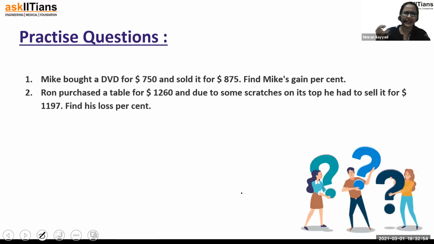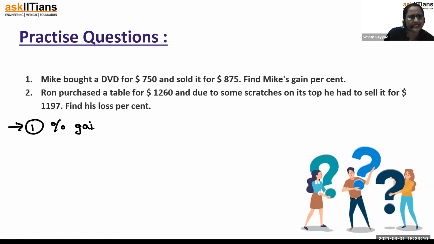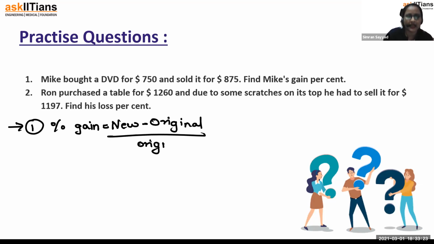We have questions again on, let's see, what are those? Mike bought a DVD for $750 and sold it for $875. Find Mike's gain percent. So you have to find the percent gain. Is this the same as percent increase and decrease? Yes, of course. So what was the formula? You remember what was the formula? It was new minus original upon original, into 100. Yes or no, dear students?